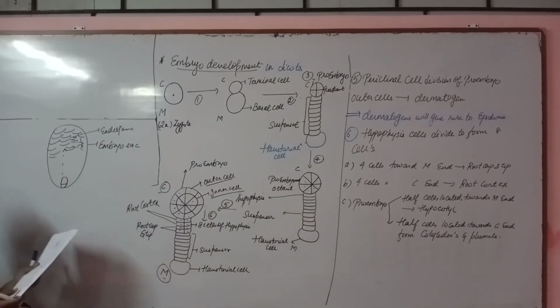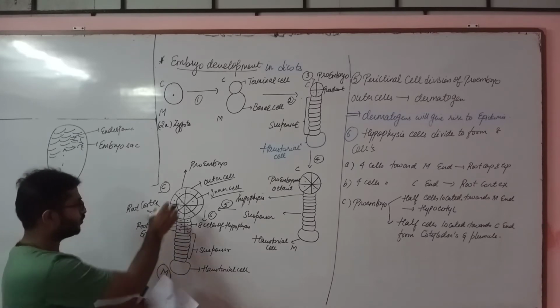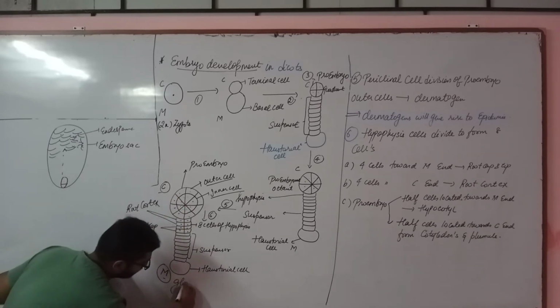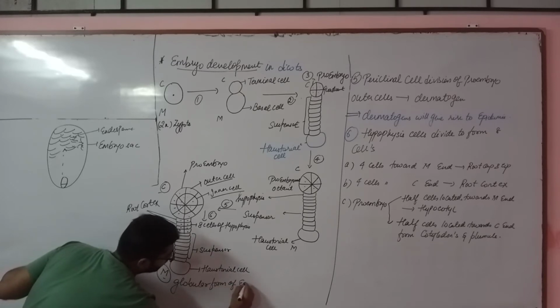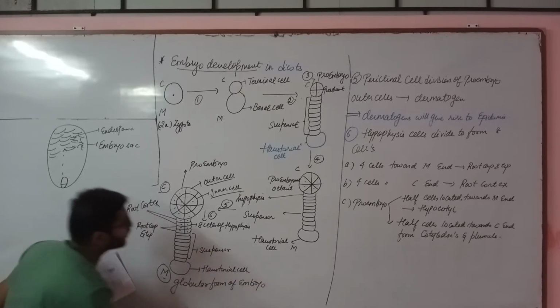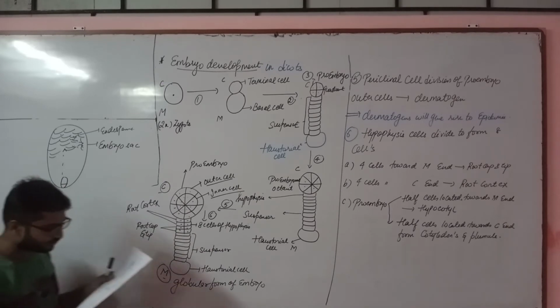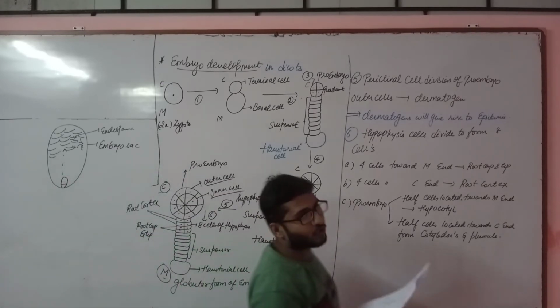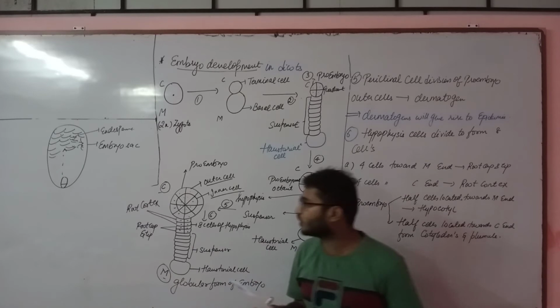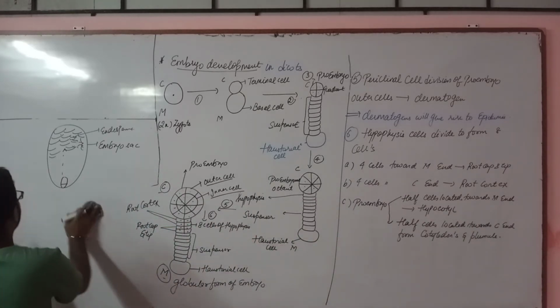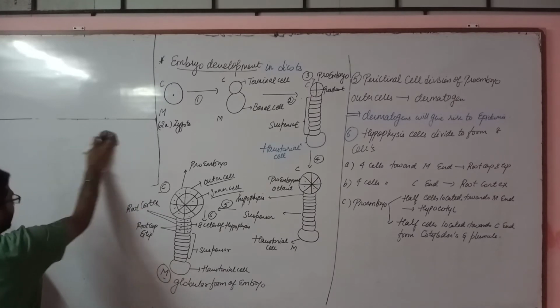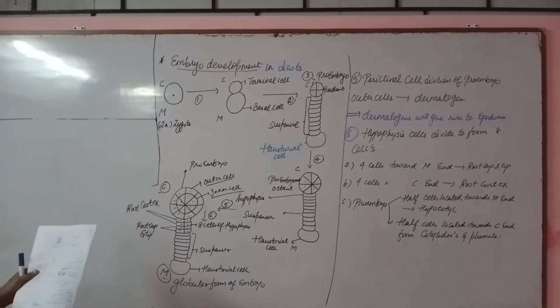This is what we call the globular form of embryo. Now what happens is, when the hypocotyle, cotyledons and plumule form, the structure of embryo changes. Now how does the structure of embryo change? This is the first structure, that is the globular form of embryo.